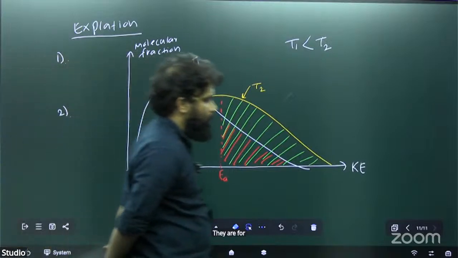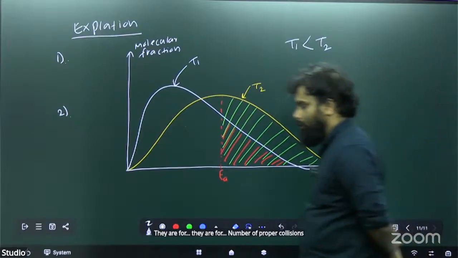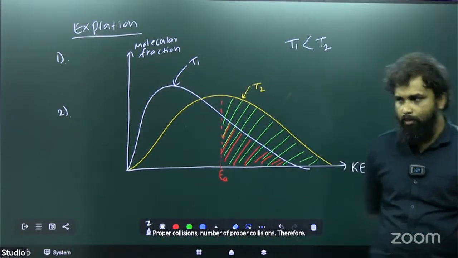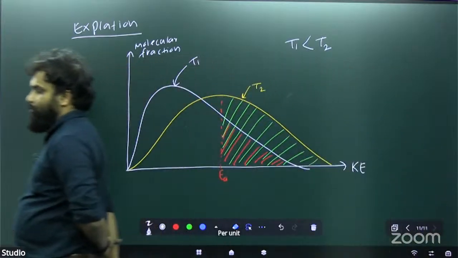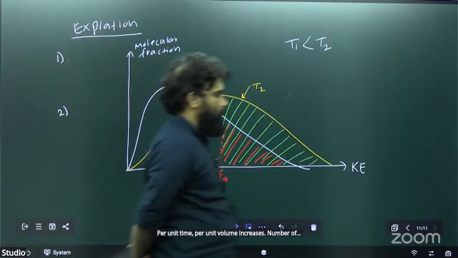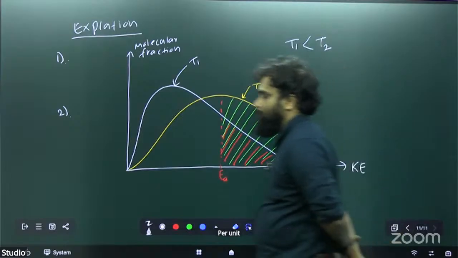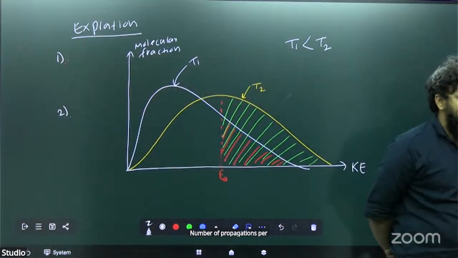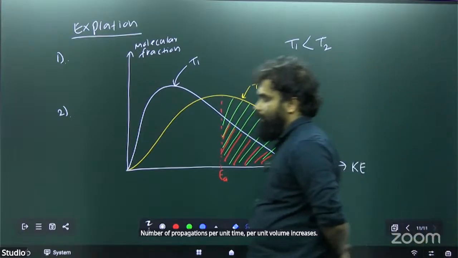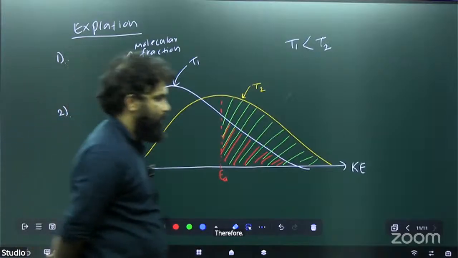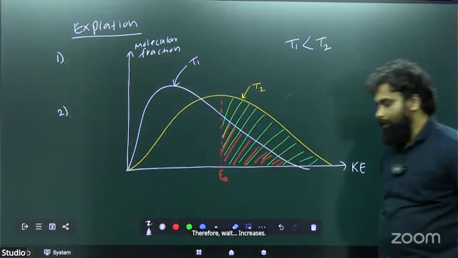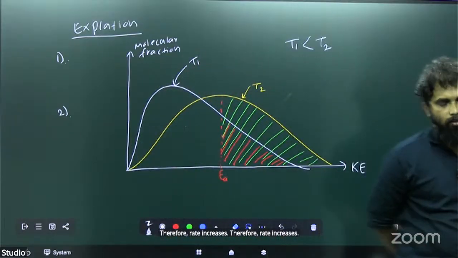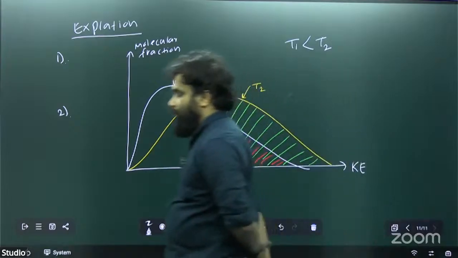Therefore, the number of proper collisions per unit time, per unit volume increases. Therefore, rate increases.